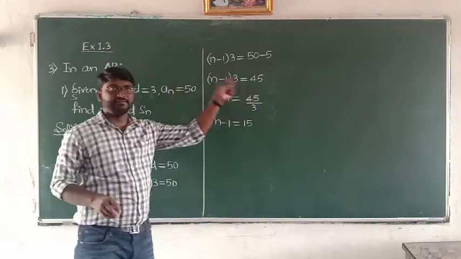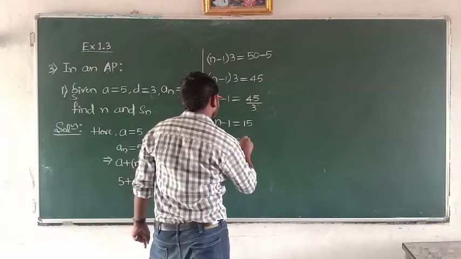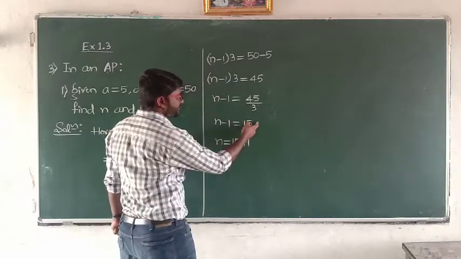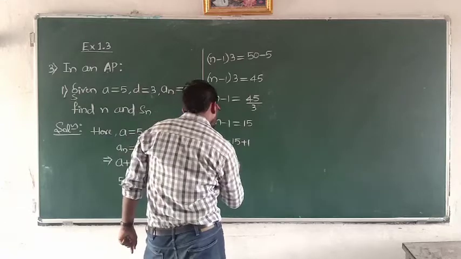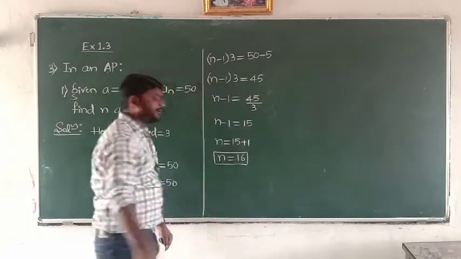3 ones are 3, 3 fives are 15. So now N is equal to 15 plus 1. I have taken minus 1 to the RHS, it becomes plus 1. N is equal to 16. So we have got the value of N here.